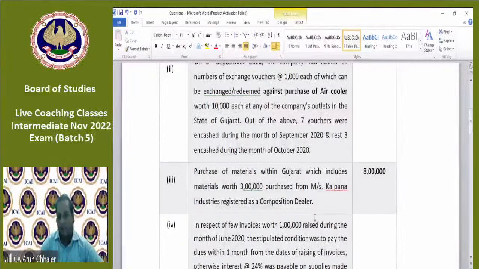Purchase of the material within Gujarat, which includes material worth rupees 3 lakhs purchased from one of the composition dealers. The total purchase is 8 lakh. Now please tell me, on this 8 lakh, how much is the CGST, how much is the SGST, how much is the IGST? Kindly confirm. The rate of the taxes is 12%, as we have discussed.